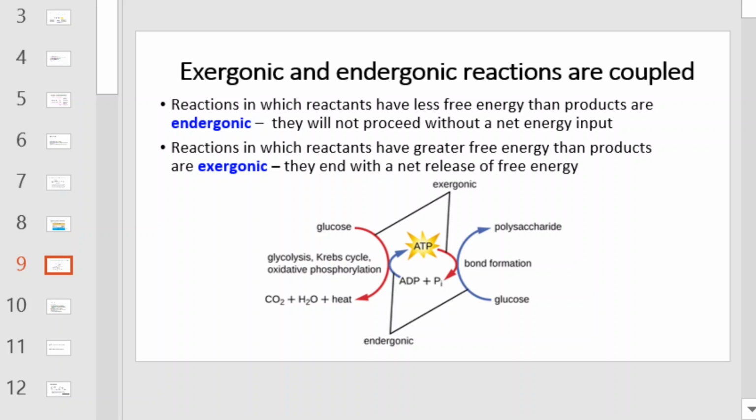Exergonic and endergonic reactions. Exergonic and endergonic reactions are coupled reactions. Reactions in which reactants have less free energy than products are called endergonic. They will not proceed without a net energy input. Reactions in which the reactants have greater free energy than the products are exergonic, and they end with a net release of free energy.